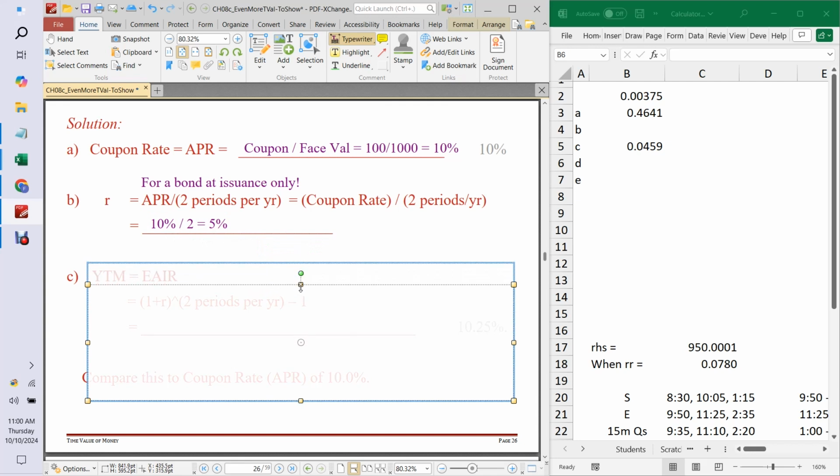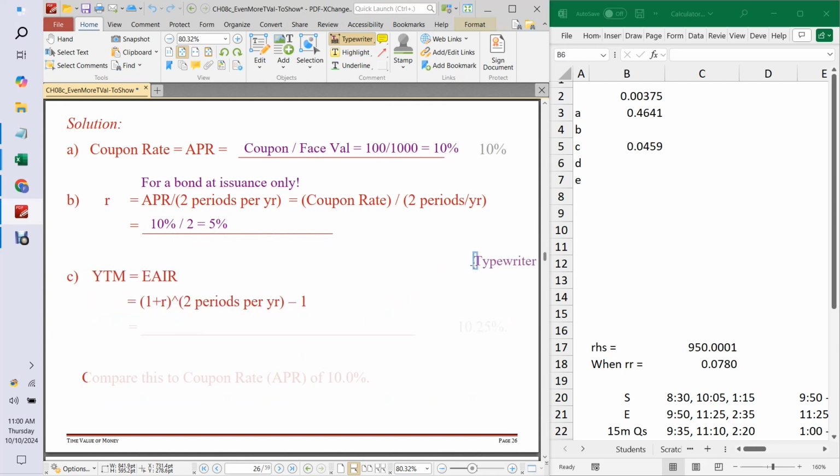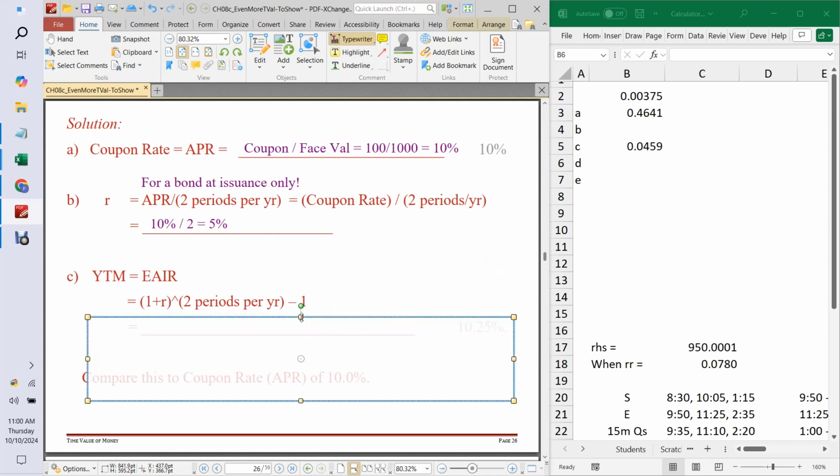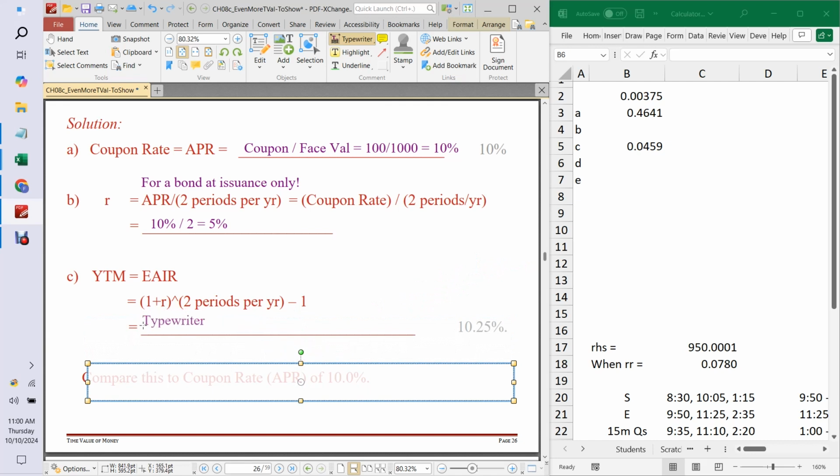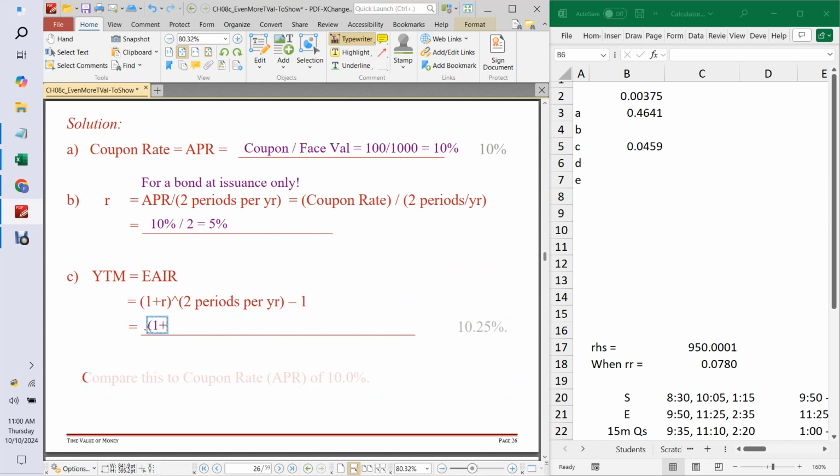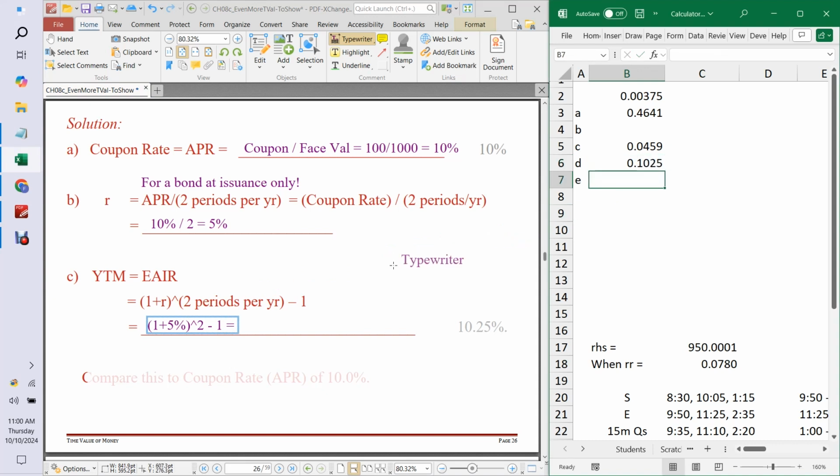And now we have enough to plug in our EAIR formula to get what the bond people call yield to maturity. Okay, so let's go ahead and do that. So we have 1 plus 5% raised to the 2 minus 1. And I better double check that one. All right, 10.25%. Awesome.